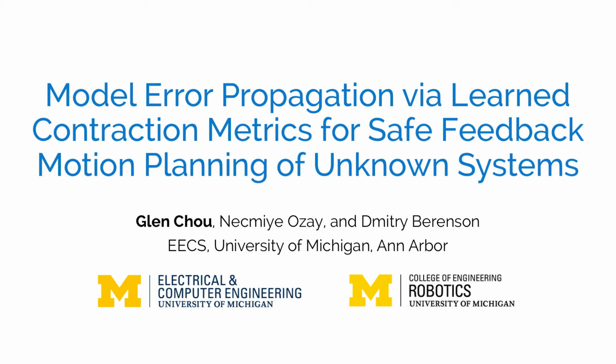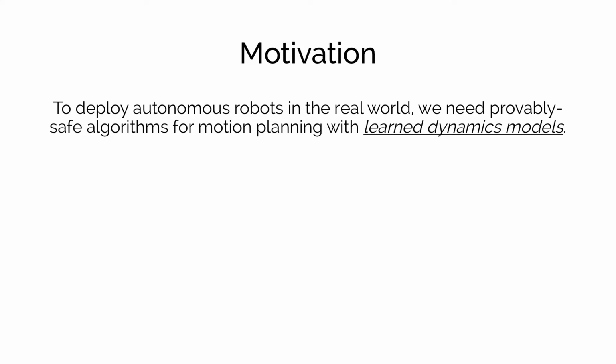In this work, we propose a method for safe feedback motion planning using learned dynamics models that leverages learned feedback controllers based on contraction theory. Provably safe algorithms for motion planning with learned dynamics models are critical for deploying robots in the real world.